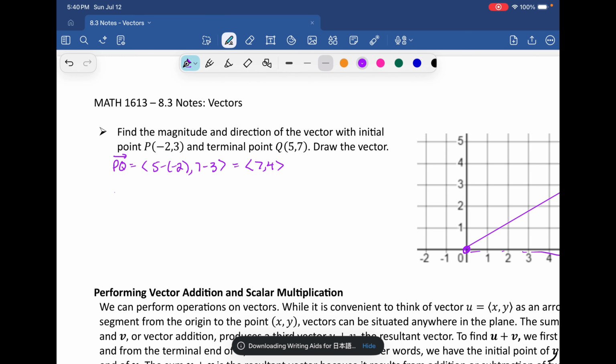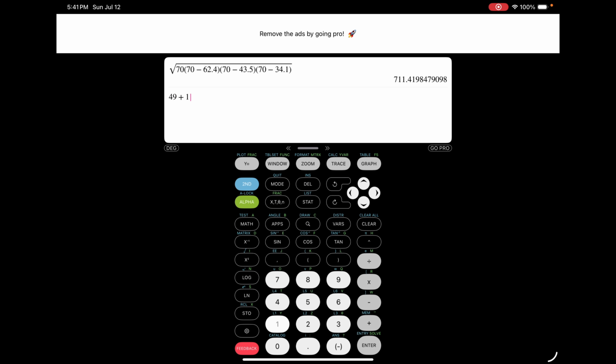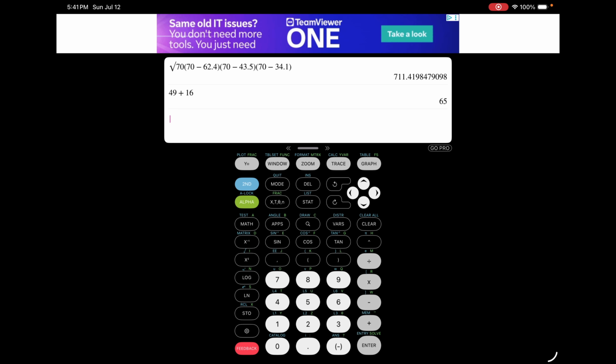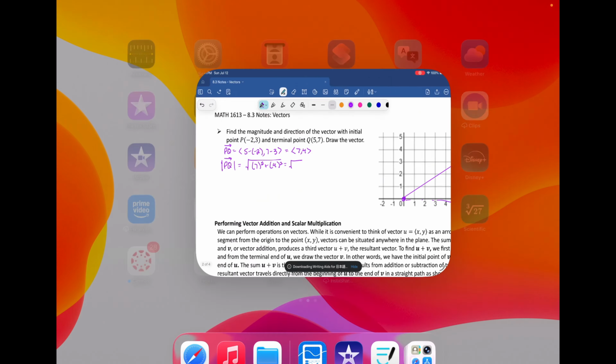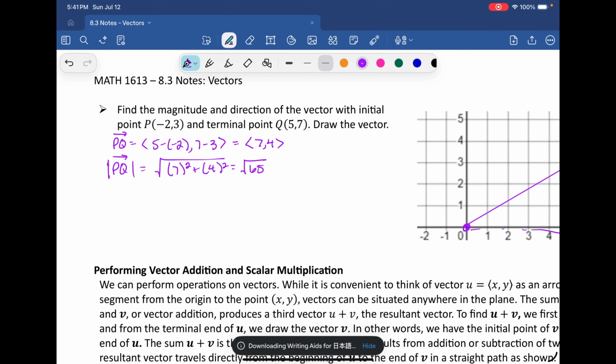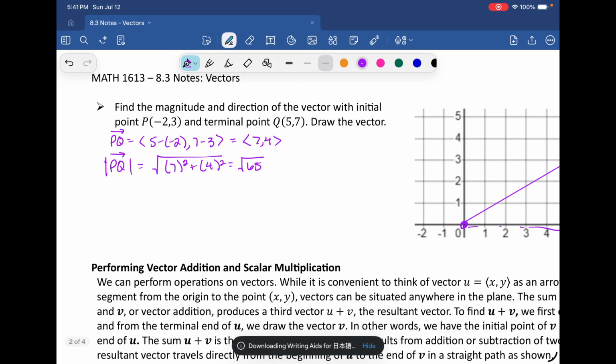Magnitude. So magnitude is designated with the absolute value bars around your vector. The square root of a squared plus b squared. So that's 49 plus 16, 65. Okay, I was off. Okay, that does not simplify, so we're going to leave it alone.